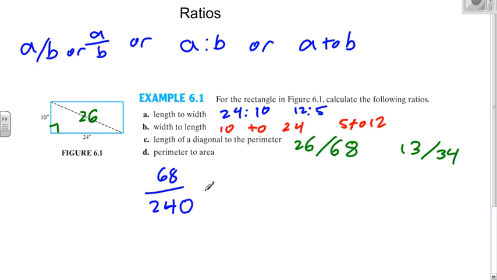68 to 240 will reduce. Divide both by 2, you get 34 to 120. They're still both even, so that'll reduce. Divide by 2, you get 17 over 60. 17 is a prime number, so that is reduced.